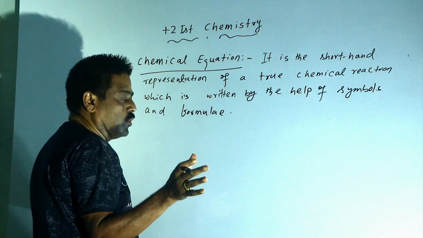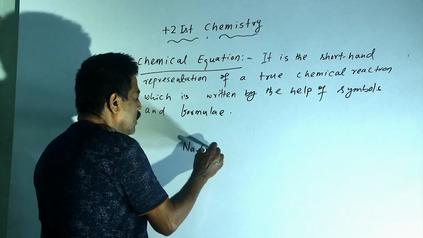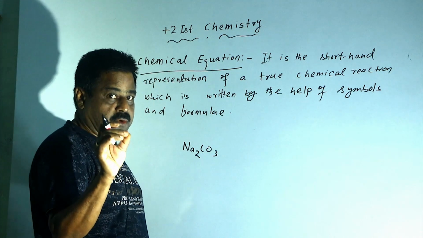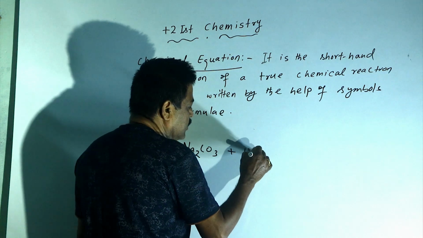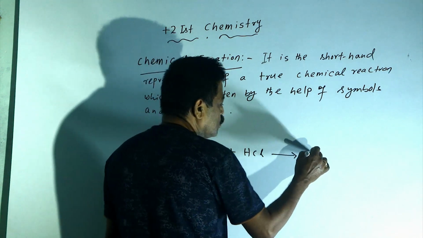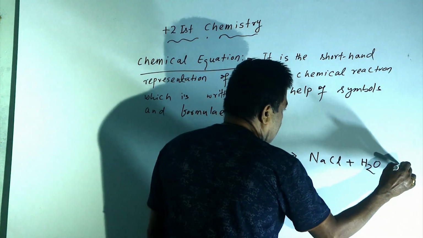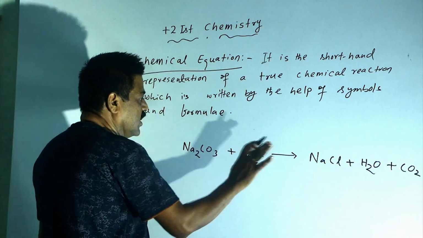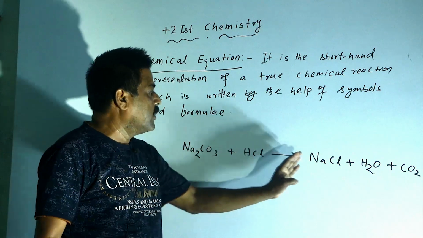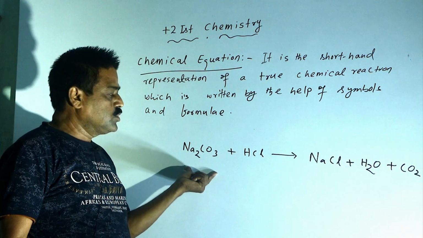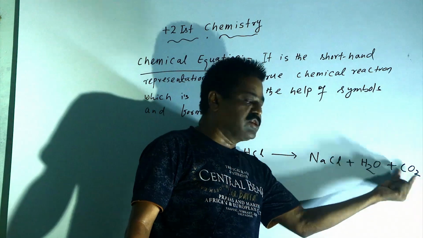Formula, you know the formula of sodium carbonate, let's say Na2CO3. Formulae means in plural form: sodium carbonate plus hydrochloric acid gives rise to sodium chloride plus water plus carbon dioxide. This is a true chemical reaction and it is written by the help of all the formulas: sodium carbonate Na2CO3, hydrochloric acid HCl, NaCl, H2O and CO2.